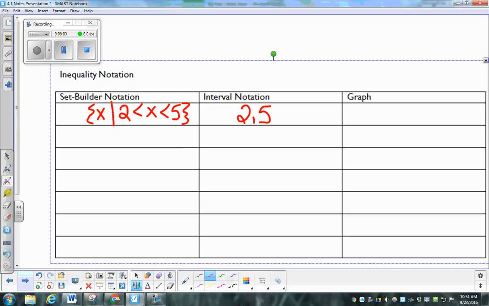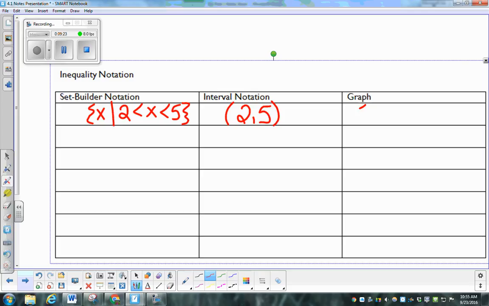And since it's just less than or just greater than, there's no little or equal to thing under it, you're going to put a parenthesis on each side. That means that it goes right up to 2, but it doesn't hit 2, and it goes right up to 5, but it doesn't hit 5. Those parentheses mean that it doesn't hit it.